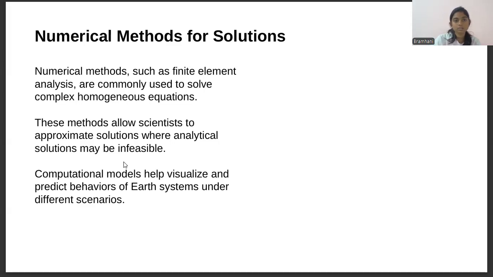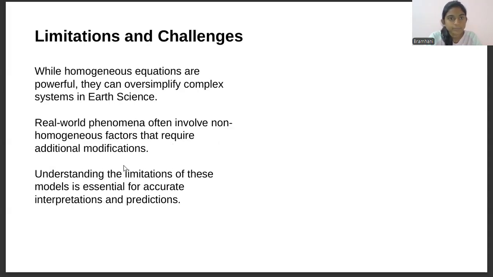Here, numerical methods such as finite element analysis are commonly used to solve homogeneous equations, as well as computational methods used to predict Earth systems under different scenarios. These methods allow scientists to approximate solutions where analytical solutions may be infeasible. These are the things, and we can go to the next slide.